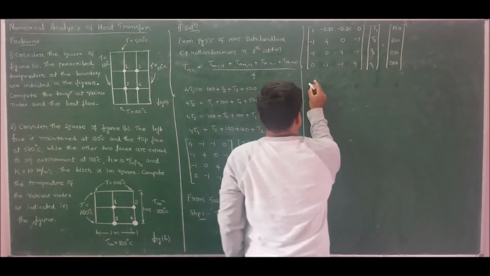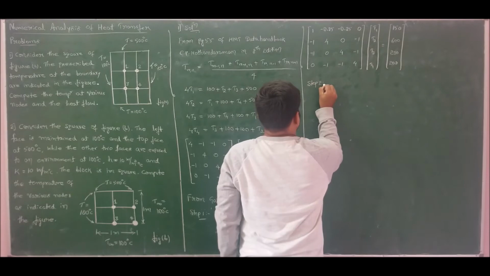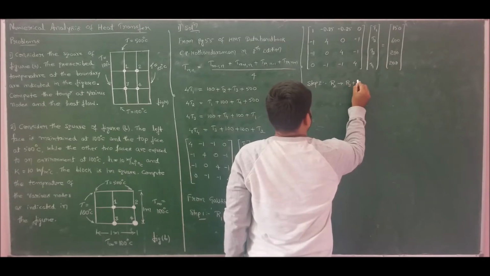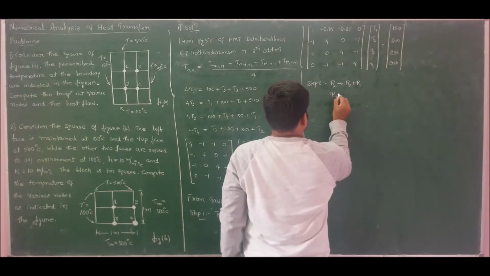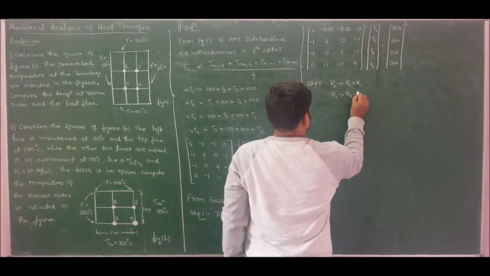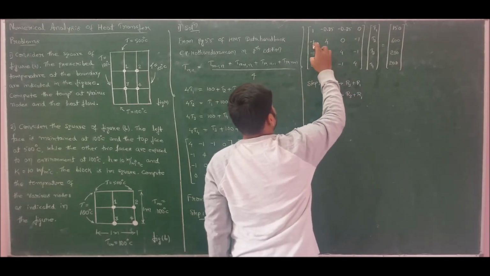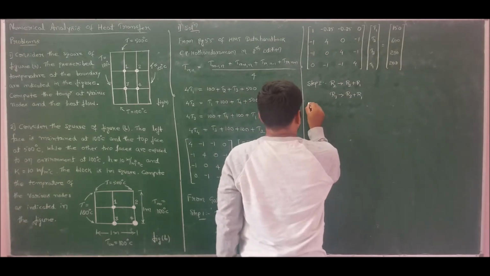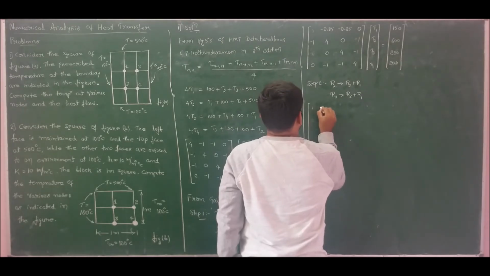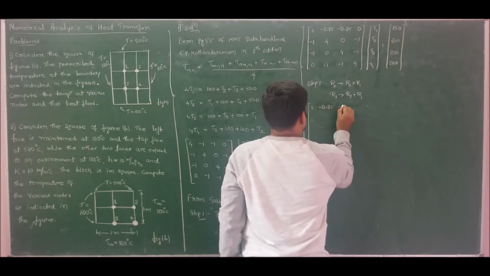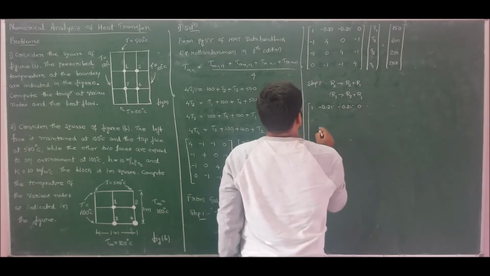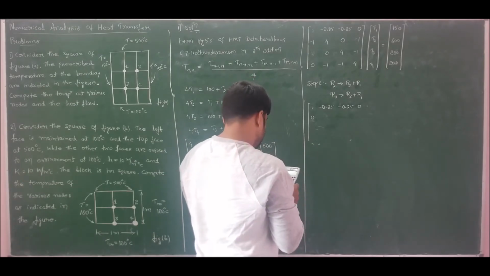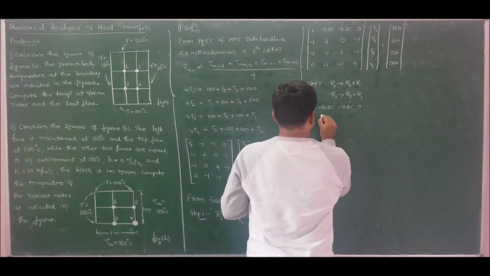So therefore in step 2, I make the row operation as R2 tends to R2 plus R1 and R3 tends to R3 plus R1. So thereby these two will become 0. Minus 1 plus 1 is 0, minus 1 plus 1 is 0. So therefore if I perform the operation, I will end up with 1, minus 0.25, minus 0.25, 0. So here I will get 0. 4 minus 0.25 is 3.75.